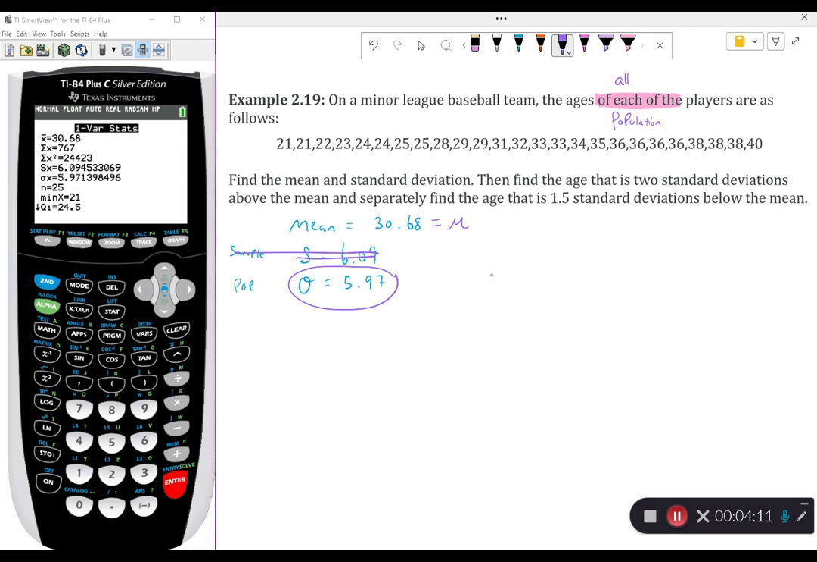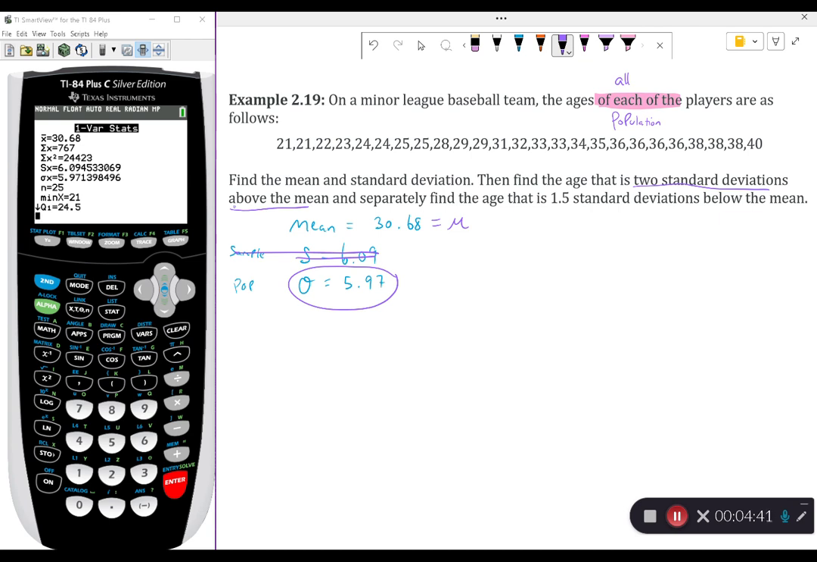All right, so we found the mean, we found the standard deviation. The mean again is mu equals 30.68 years old, and sigma is 5.97. So that means that the typical change from the mean for any of these players is about 6 years. From here, we want to find the age that is 2 standard deviations above the mean.